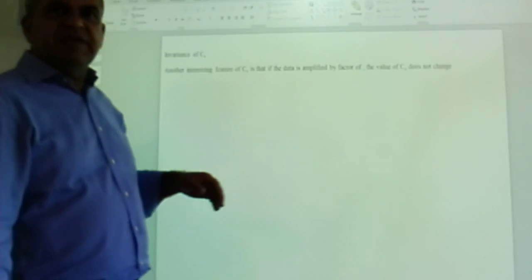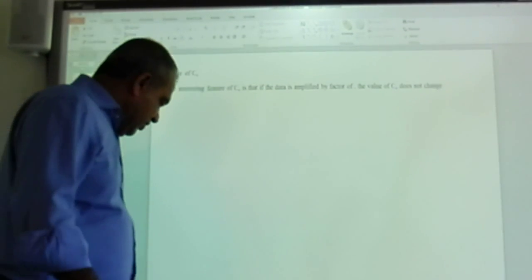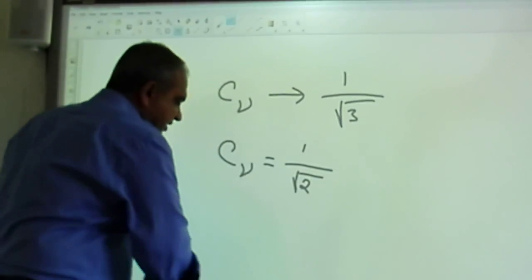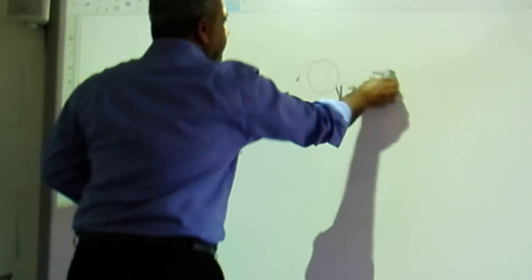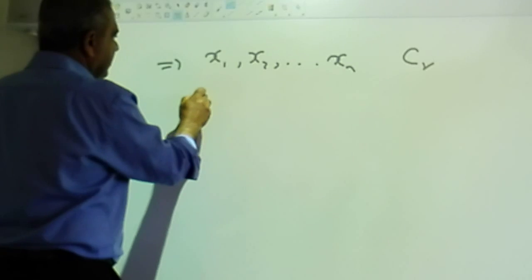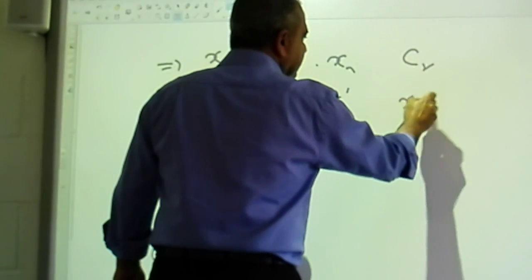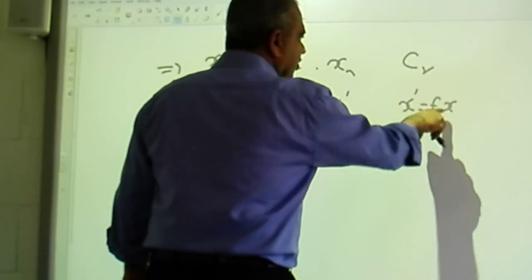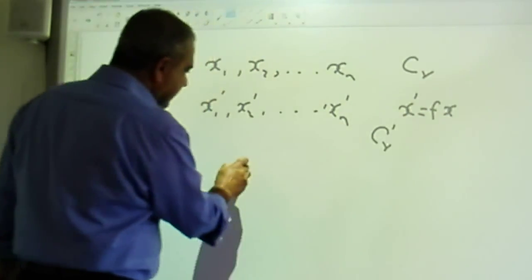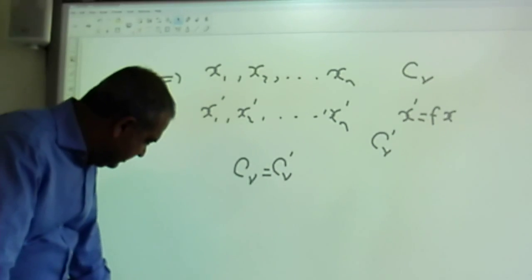Lastly, invariance of CV. What does it mean? It means if, for example, let us say we amplify the data by a factor of S or a factor of F or whatever, the standard deviation definitely changes, the mean also changes, but as a result, the coefficient of variation does not change. If, for example, I have got x1, x2, up to xn, and then I calculate the coefficient of variation, and I have got now x1 dash, x2 dash, up to xn dash, in which by definition x dash is equal to some factor times the original data, and then you can easily demonstrate and show that CV and CV dash are the same. So it means it does not change.